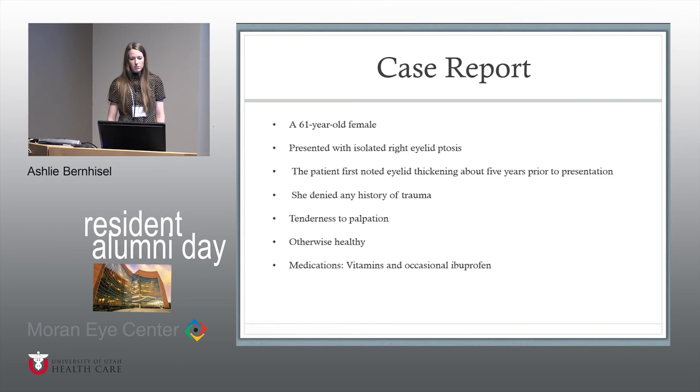So the case that I'm going to talk about real quick, it's unusual in that, first of all, looking right at the beginning, it's a 61-year-old female, so kind of out of our usual demographic. But it's not impossible. There is a variety in presentation. She came in with complaints of right eyelid ptosis. And she did say that she noticed, 5 years prior to coming in, some eyelid thickening.